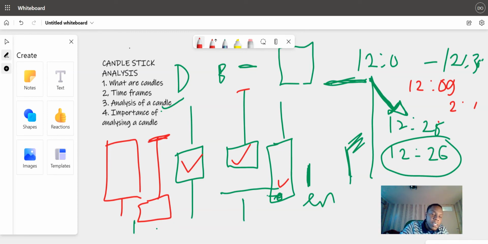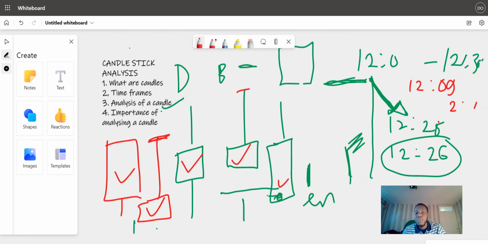Now, for instance, in this example, sellers actually pulled this market down to this level, but buyers were only able to pull this market back a little bit. This will tell you that yes, sellers are still in this market. I just want to wait for a confirmation. I don't think I need to close my sell trade now. I think sellers are still in this market. So this is an example. This is why it's important to understand candlestick analysis.